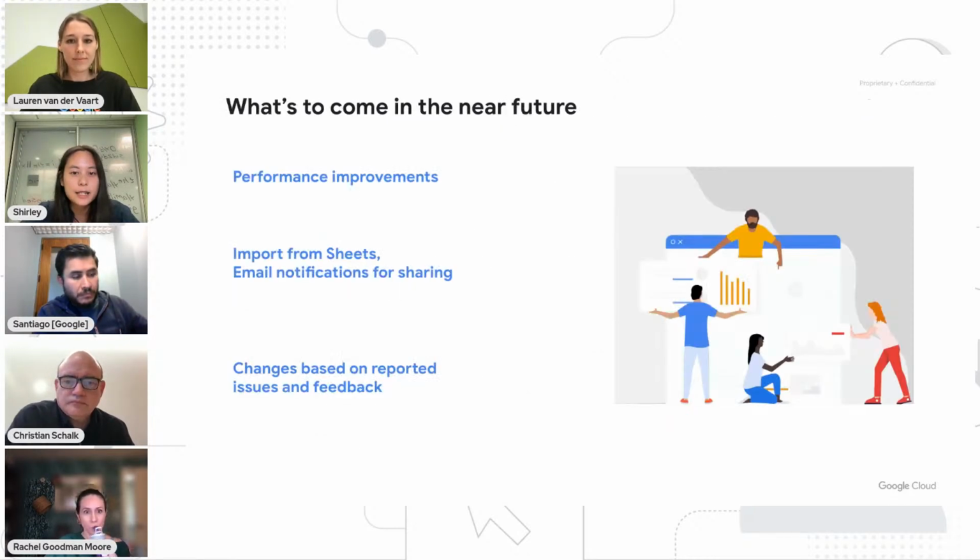Next slide, please. Awesome. So a lot of folks have also been asking what's to come. The first thing that we want to prioritize is performance improvements. So that includes making data changes appear faster and connections between apps and updates to apps faster as well.